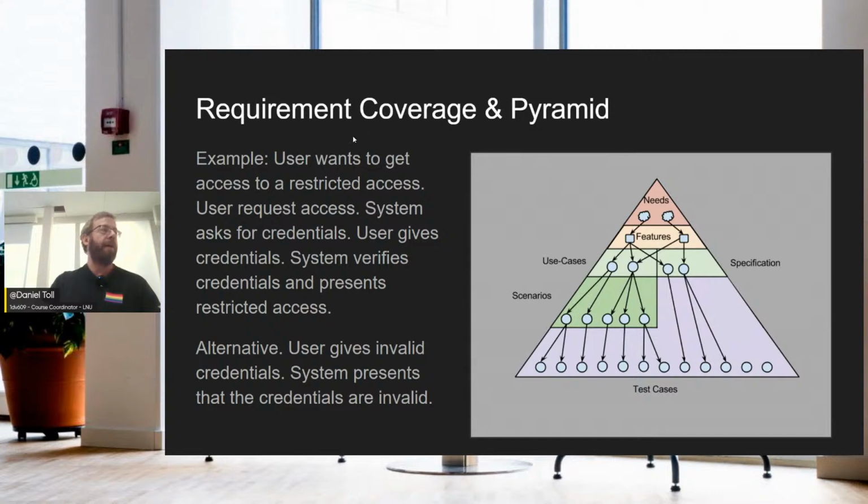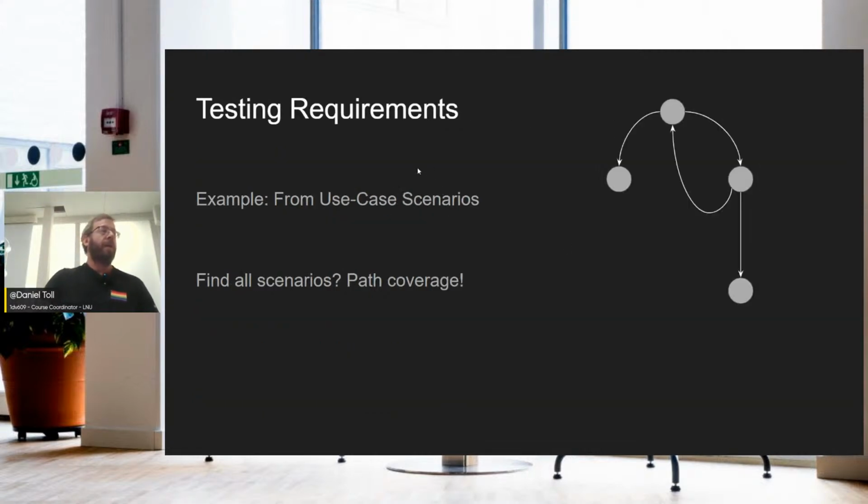So here we have a use case. You can see that the user wants to get access to a restricted access. User requests access, system asks for credential, user gives credential, system verifies credential and presents restricted access. And then we had this alternative scenario, user gives invalid credentials, system presents that the credentials are invalid. This does not specify if this is a web application, a console application, or something. Doesn't specify if it's on iPhone or anything like that. It's very high level. Okay.